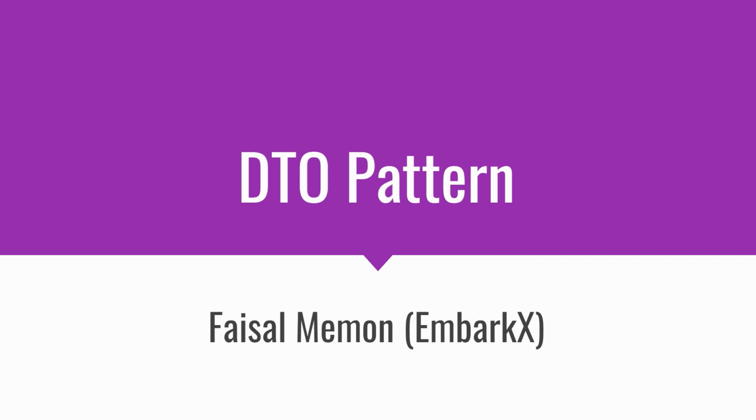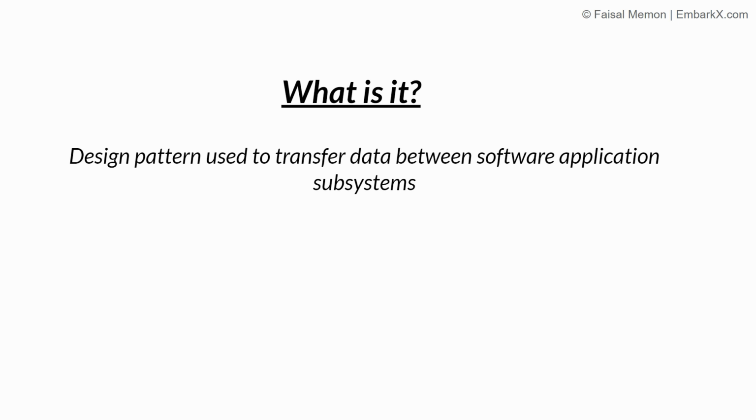Welcome back. So let us start talking about the DTO pattern. DTO stands for Data Transfer Objects. It is a pattern which is used to transfer data between software application subsystems. In the context of APIs, it can be useful to design the structure of the data that you want to expose over the API.